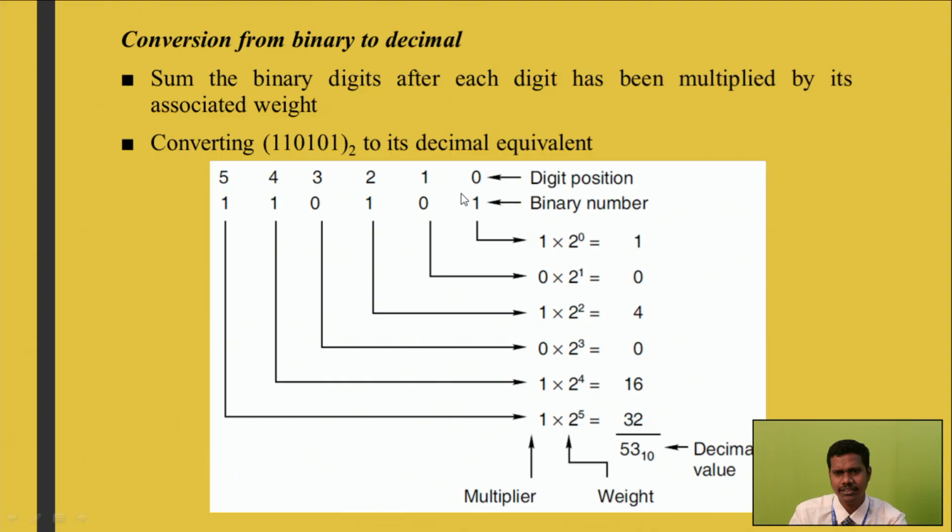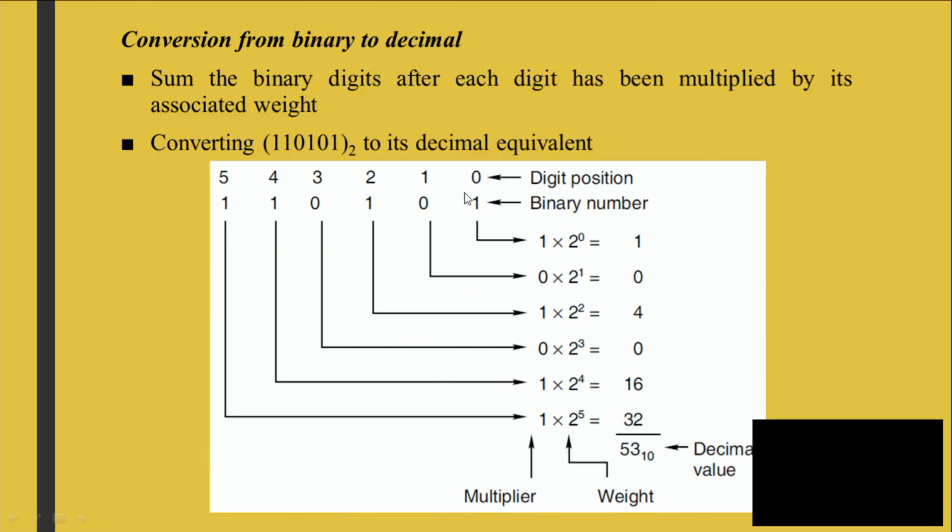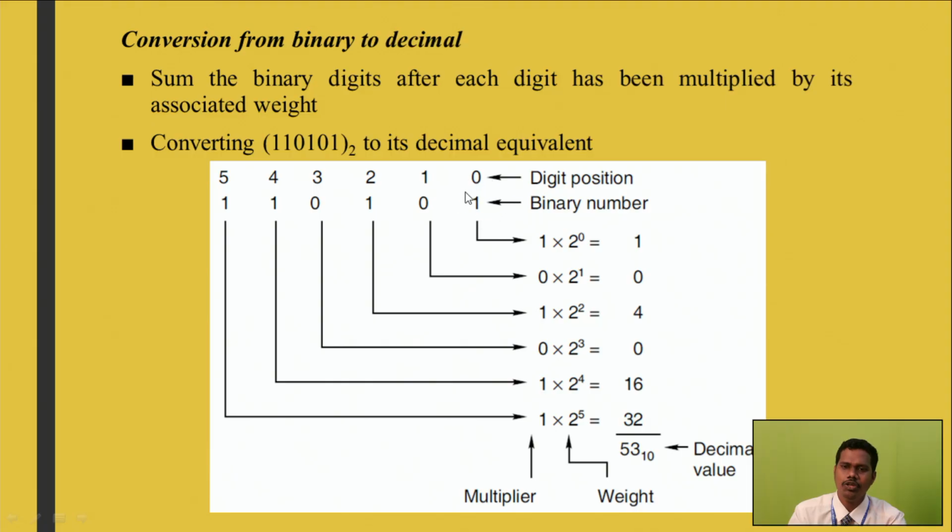Here we take the rightmost digit, which contains the value 1. So 1 into 2 power 0, and 2 power 0 is 1, since anything power 0 gives the result 1. So 1 into 1, the result is 1. After that, in the left hand digit position, we have the value 0. For that 0, the digit position is 1.